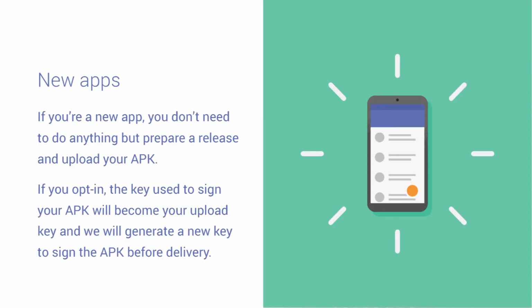For new apps, it's even simpler to join this program. We can simply generate the key for you. You don't really need to do anything, apart from preparing your release as usual, and signing and uploading your APK. Once that's done, the key you used when signing your app will become your upload key, and we are going to generate the deployment key on your behalf before delivering your APK to the users.